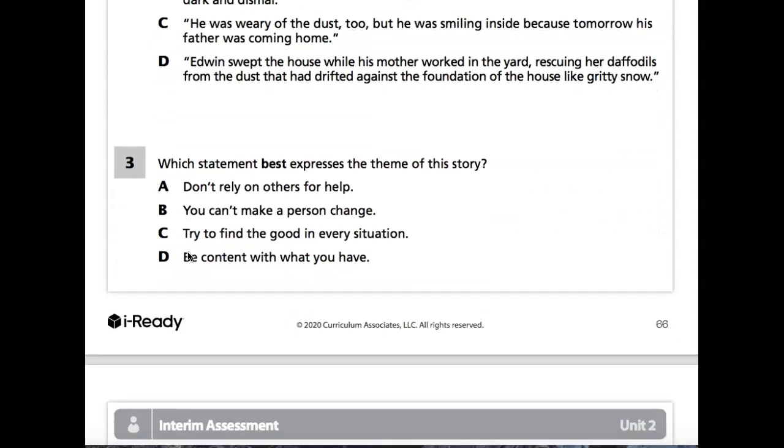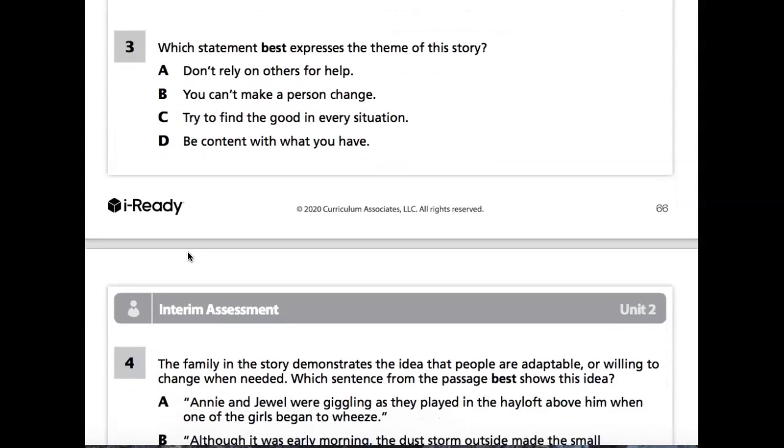All right. Number 3. Which statement best expresses the theme of this story? Okay, so remember, the theme is the message that's in the story. So A, don't rely on others for help. B, you can't make a person change. C, try to find the good in every situation. D, be content with what you have.